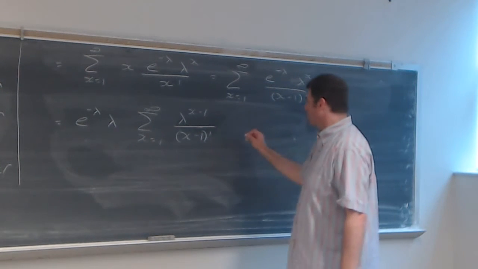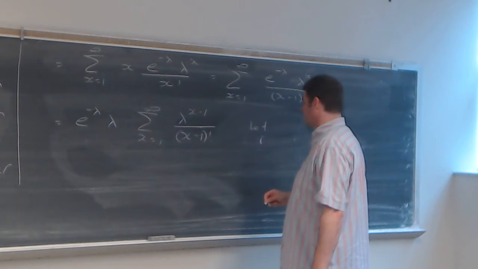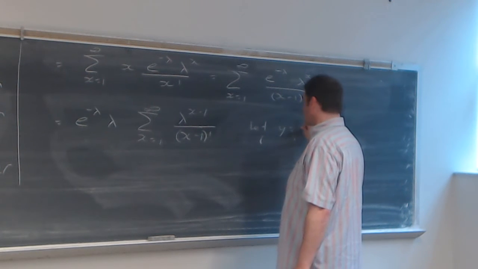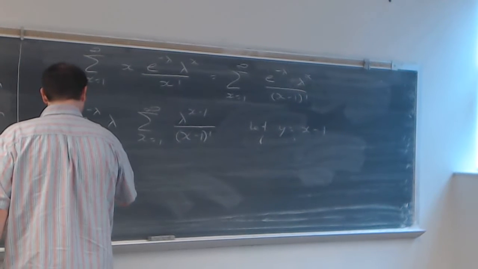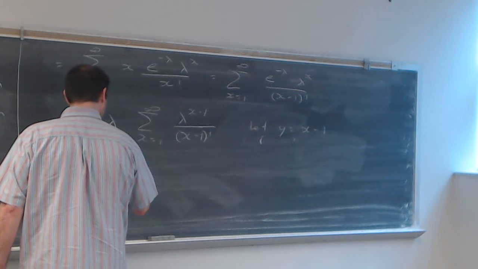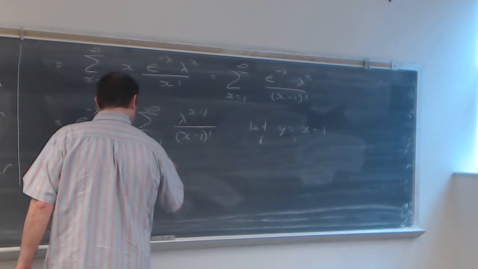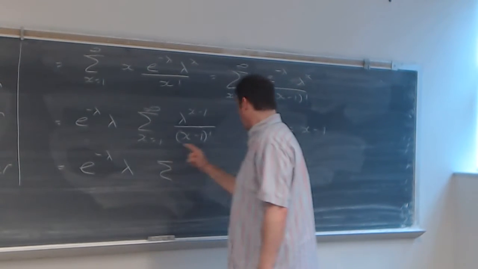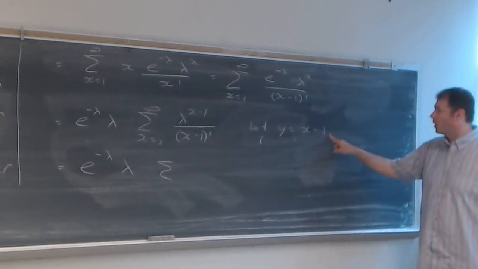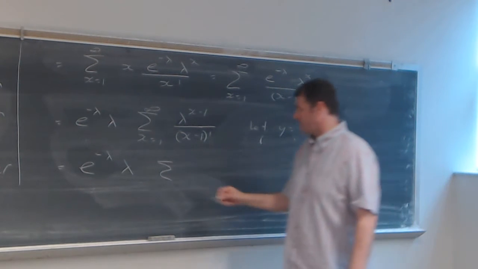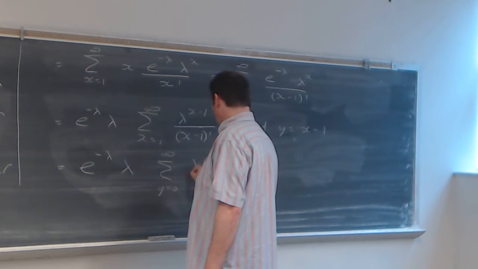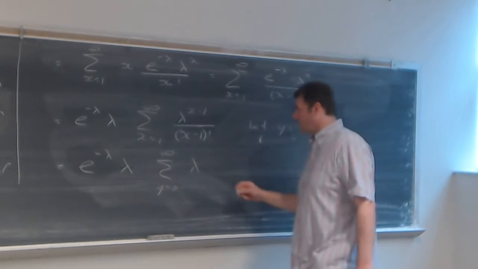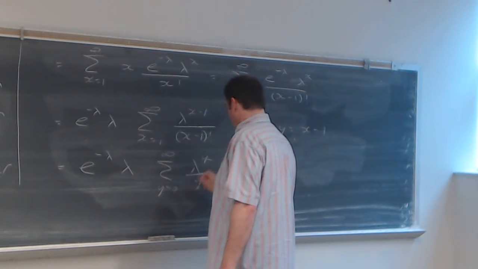Now, let us make a change in index here. Let's let y equal x minus 1. So this is equal to e to the minus lambda, lambda times lambda. Here this will be the sum. Now y runs from 1 less than what x ran, so y would go from 0 to infinity. This will be lambda, and wherever we're seeing x minus 1, we put y, over y factorial.